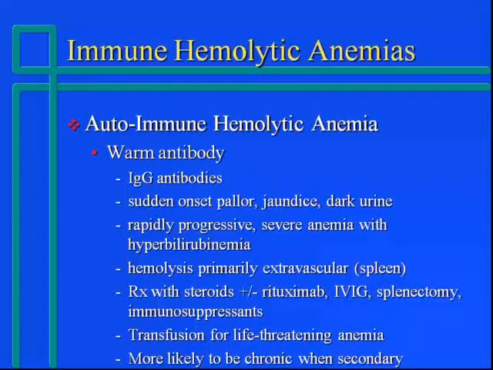globulin, splenectomy, or immunosuppressant agents. Patients may require transfusion for life-threatening anemia, and this is more likely to be a chronic and refractory condition when it is secondary to an underlying systemic disease such as lupus.